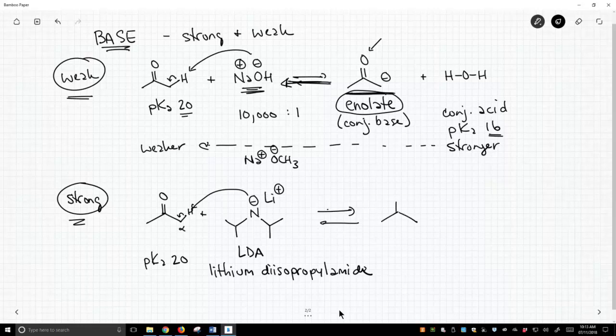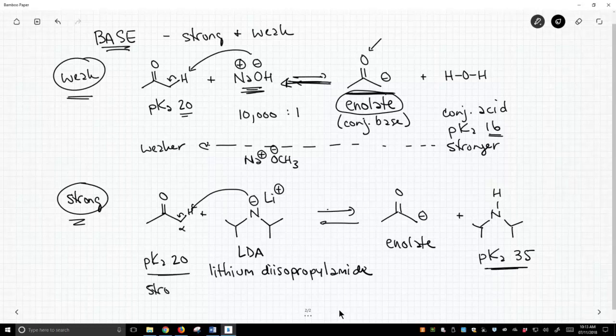And we're once again going to form an enolate. I'm drawing the carbanion resonance form. What is our conjugate acid? Our conjugate acid is this now protonated amine. It has a pKa of about 35. Okay, so now when we look at these, which is a stronger acid, the pKa 20 or 35? Well, this is our stronger acid. This is our weaker acid.